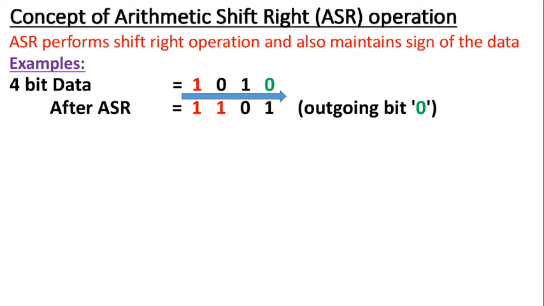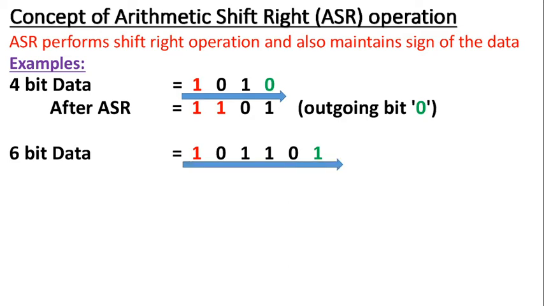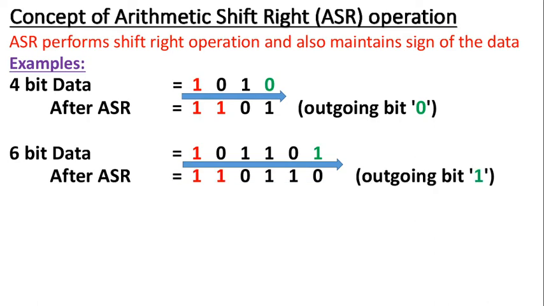Then another example for understanding purposes. Suppose that 6 bits of data is like this, 101101. Again, the direction of shift right is clearly shown by an arrow just below that particular given data. And then after the arithmetic shift right operation here, that 6 bits of result would be like this. Again, the MSB bit of that input data will be simply copied. Then every bit will be written thereafter except the last bit of that given data, which is shown in green color, that is the outgoing bit.